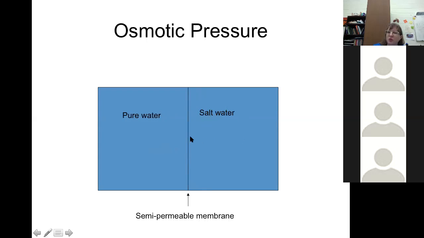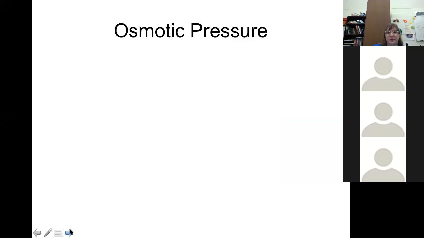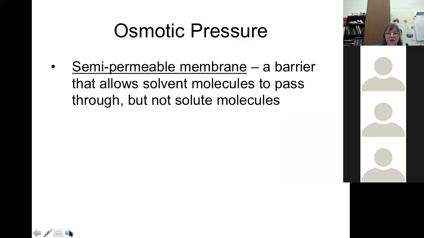We'll get a little bit of water going back in the other direction, but most of it is going to be going to the saltwater side. And so as a result, the water level will increase on the saltwater side, which I guess in this particular tank is going to cause it to spill, but it's going to decrease on the pure water side. So we have a net flow in that direction, but a little bit of flow going back in the other direction. Okay, so let's get some definitions here.